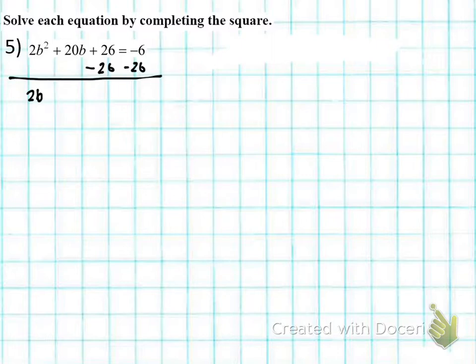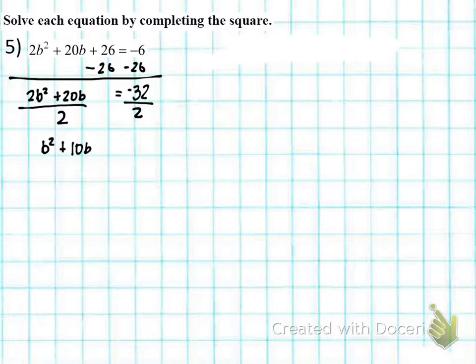So we got 2b squared plus 20b is equal to negative 32. Do y'all agree? Okay, then we need to divide everything by 2. So b squared plus 10b equals negative 16. Okay, then we take b. What's half of b? 5.